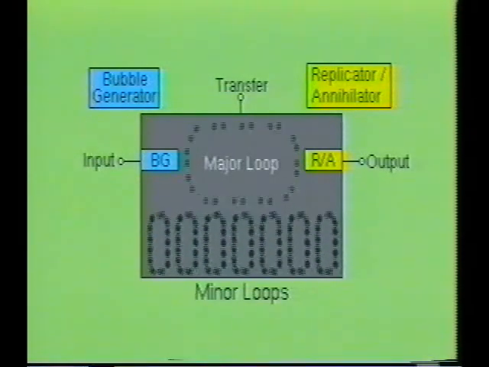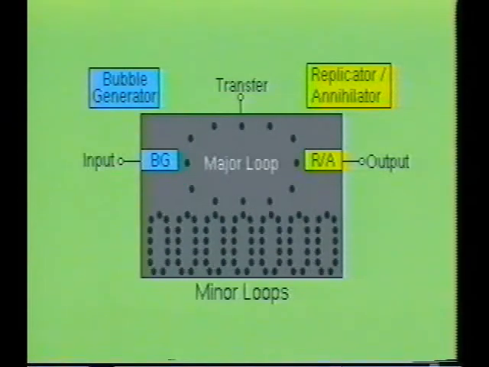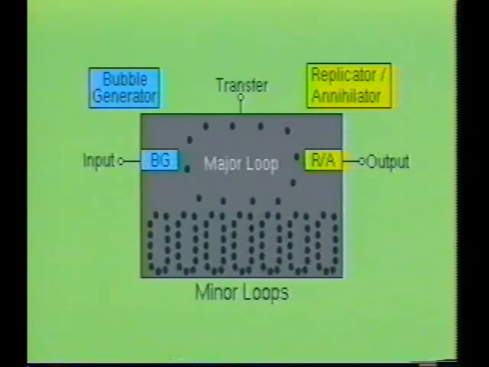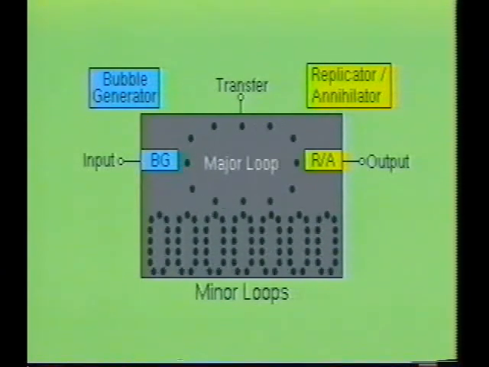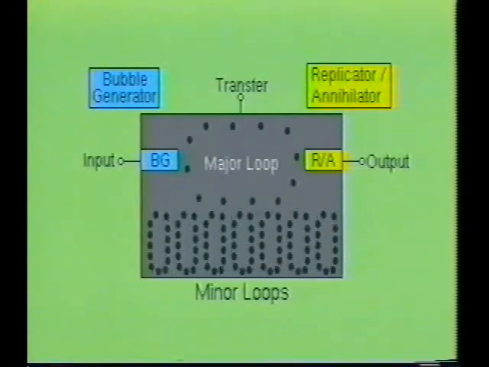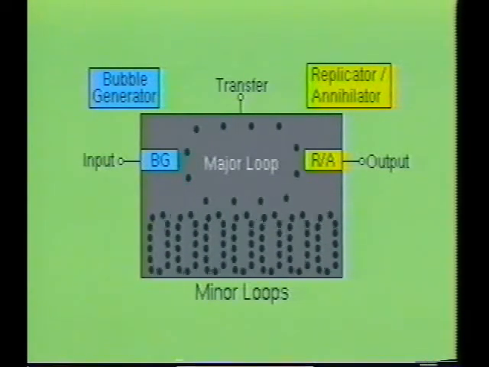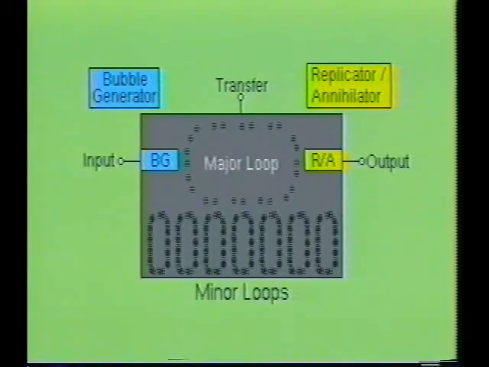Internally, the bubble device is organized with a major and minor loop organization. The major loop is used to control the data stored in each of the minor loops. The major loop is also used to transfer data from a minor loop into the output or to take bubbles created by the bubble generator and store them into a minor loop. The minor loops, of course, are used to store the data.